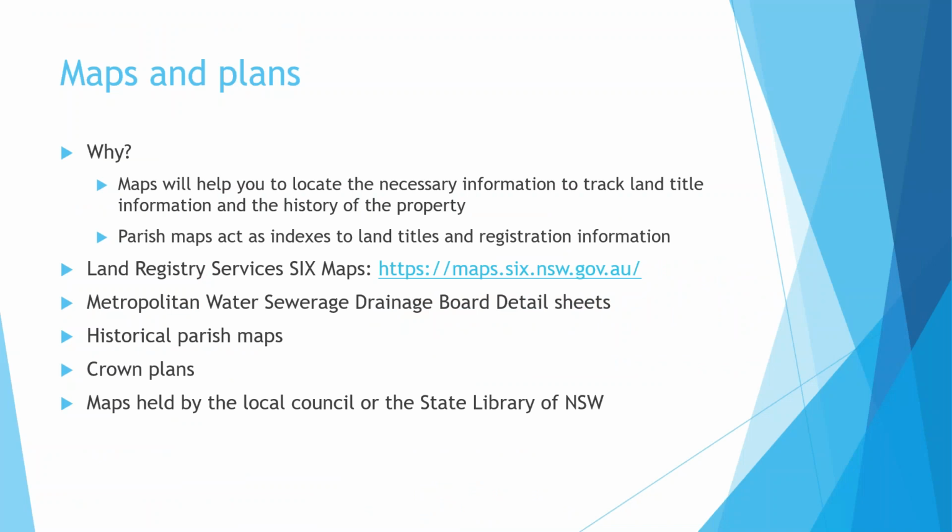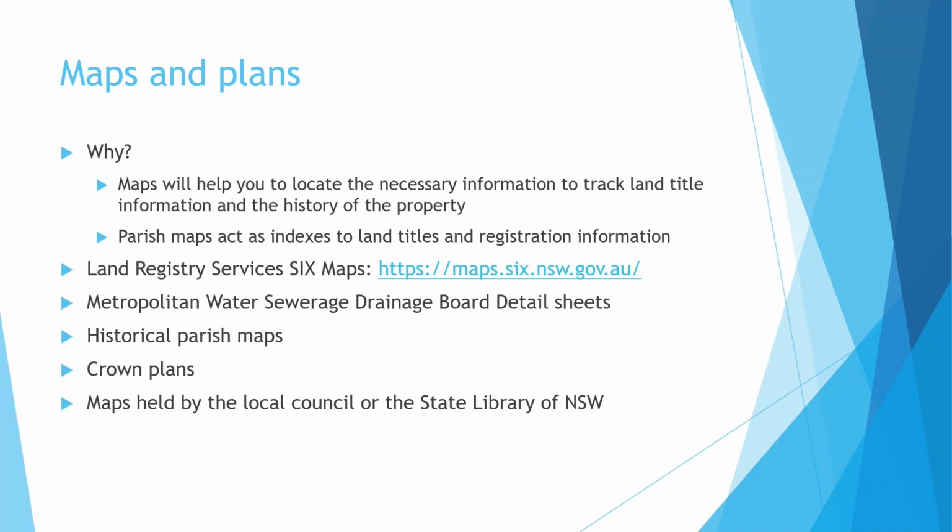So thinking about maps and plans, why would you bother to look at them? Well, maps will help you to locate the necessary information to track land title information, and they act as indexes to land titles and registration information. Another website that's useful, again, is the LRS, the Land Registry Services SIX Maps website. I'm going to show you an example of the WSDB detail sheets. We'll look at historical parish maps and we'll look at Crown plans.